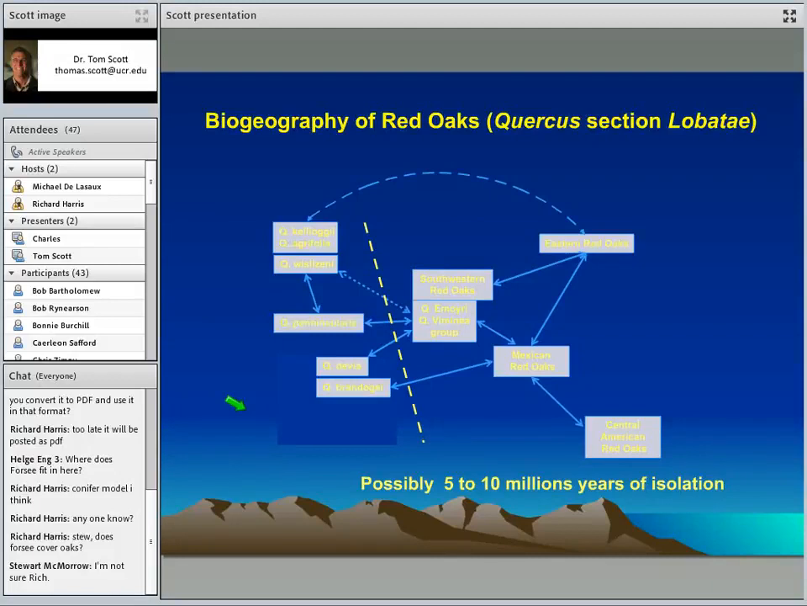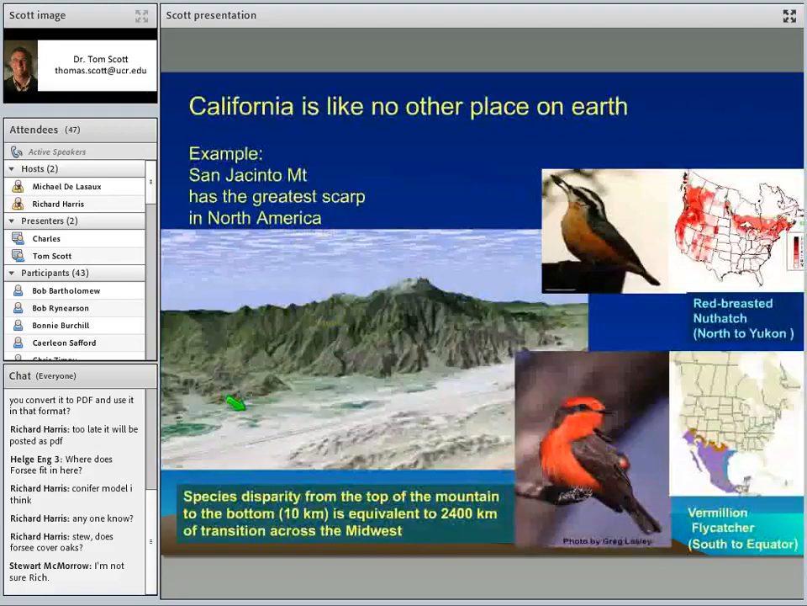And to make that point even further, I actually talked to Kenneth Starr about this, and he told me that I could be a hyper-provincial, because provincialism is something that Californians have exercised for a long time. But the truth is there really is no place on earth like California. This is San Jacinto Mountain, which has a whole lot of oak woodlands and conifer forests on it. And the east side of San Jacinto Mountain is the greatest scarp in North America.